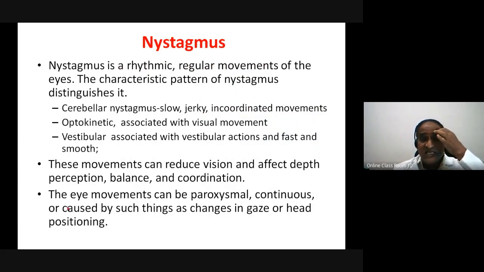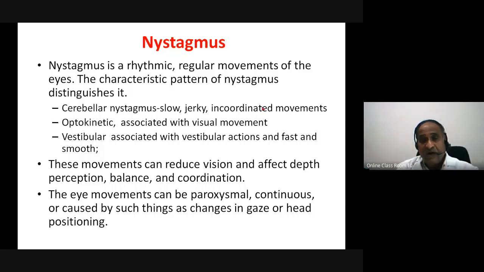Then nystagmus. Nystagmus is a rhythmic, regular movement of the eyeball. The characteristic pattern of the nystagmus distinguishes it from other nystagmus. Here I have mentioned three important causes of nystagmus. One is the cerebellar cause. In this cerebellar cause, the movement of the eyeball is slow, jerky, and incoordinated. Even if he is trying to see, there are slow, jerky movements of the eyeball, and they are not coordinated.